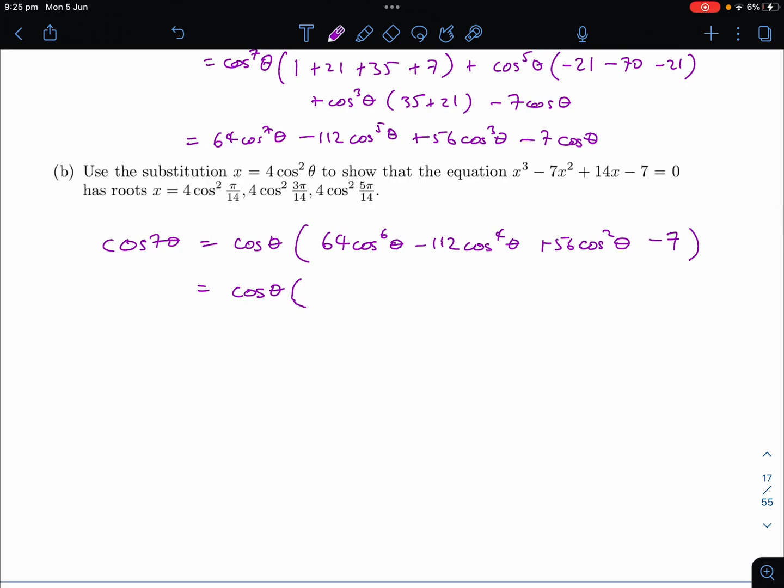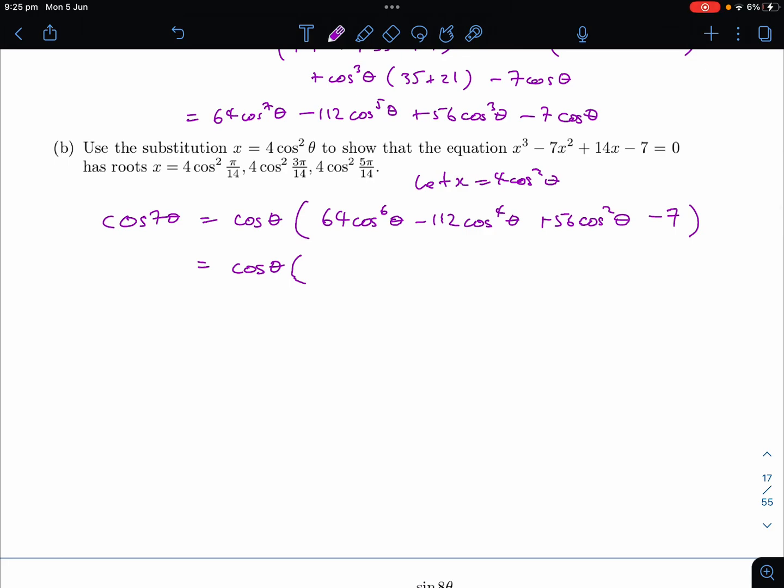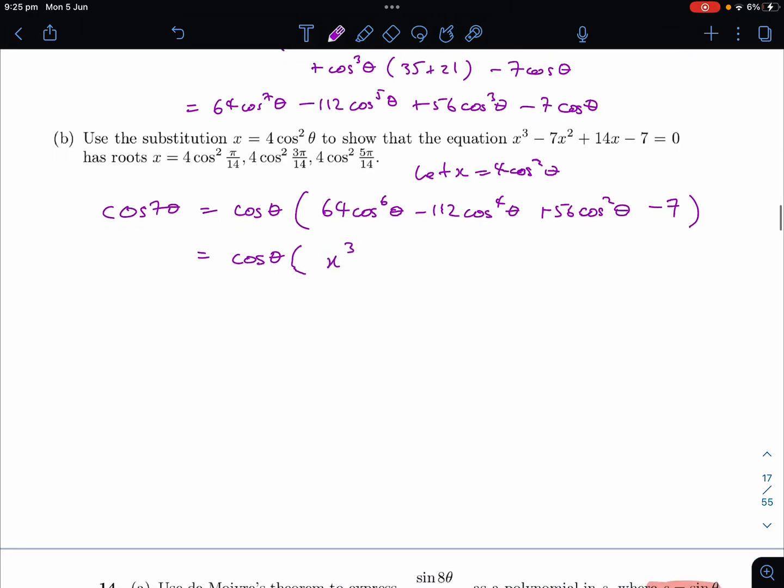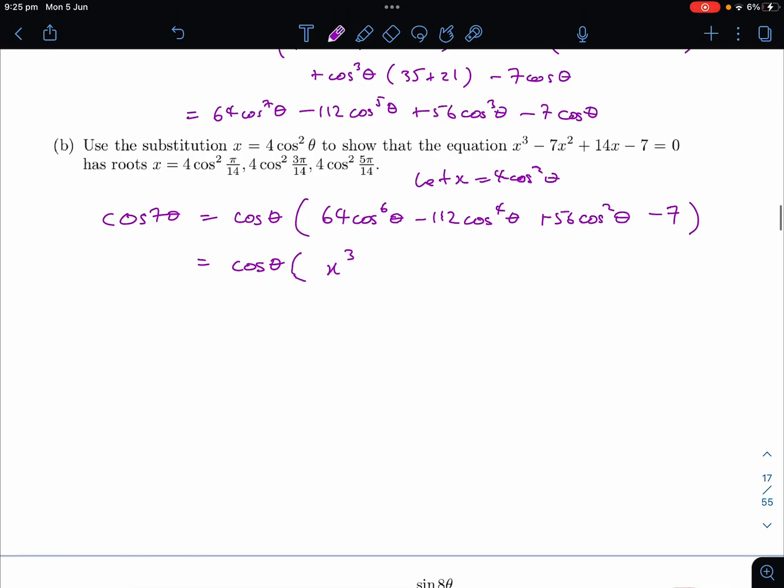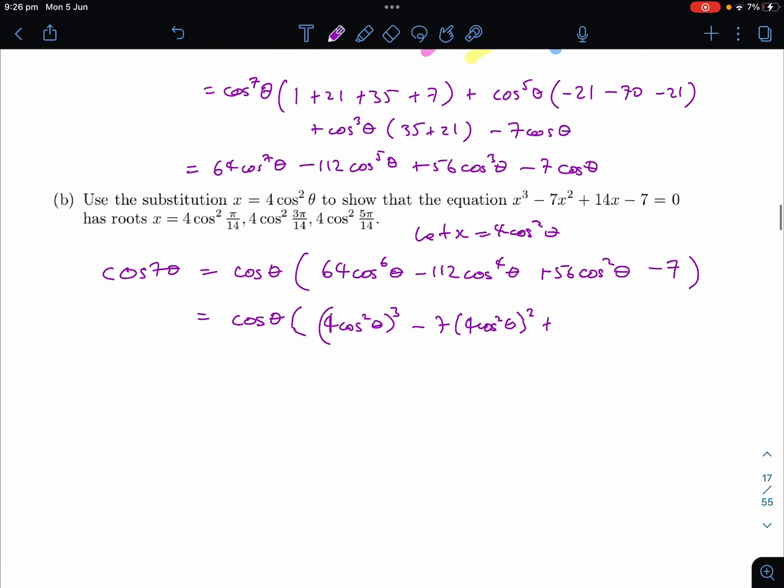So if we let x equal 4 cos squared theta, we're going to get, that's 4 cubed, so that is x cubed. X cubed is 4 cubed cos to the 6th, so this is 4 cos squared theta cubed. This is, so 112 divided by 16. If I was a better math teacher, I'd know that without picking up my calculator. Minus 7 lots of 4 cos squared theta squared, plus 7, sorry about the writing.